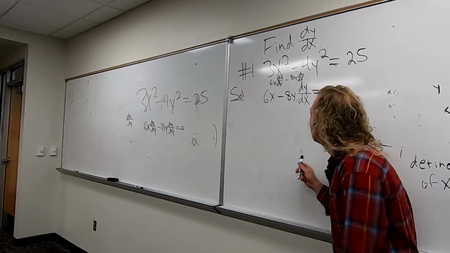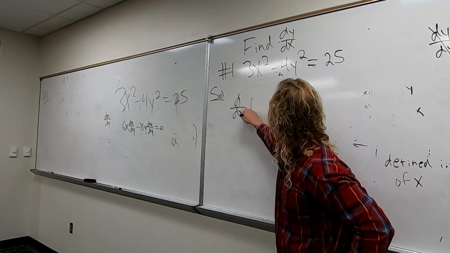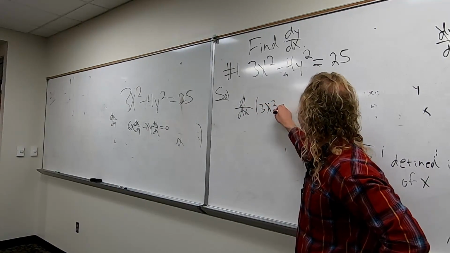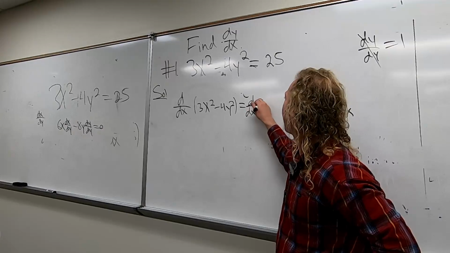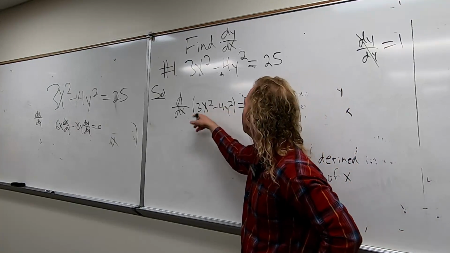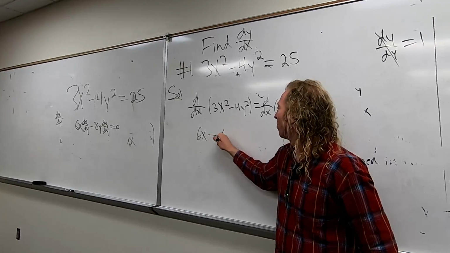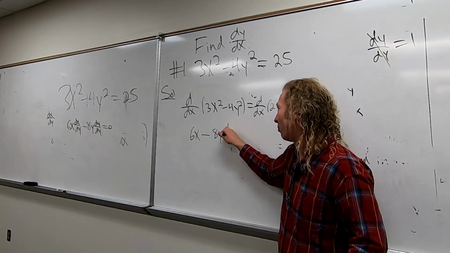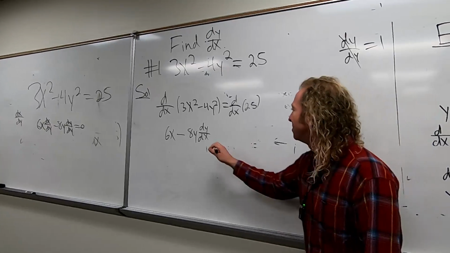Right. So here's the step I skipped. I'll write it again because I feel bad. So this is the first step, d/dx of 25. And the second step is what's on the board already. So it'd be 6x dx/dx, which is 1, minus 8y dy/dx, which is not 1. Right? dy/dx is not 1. We don't know what it is. And this is equal to 0.